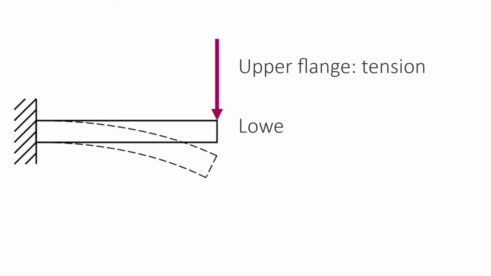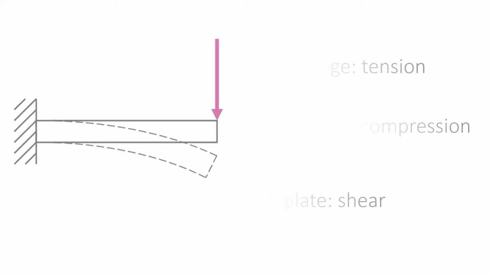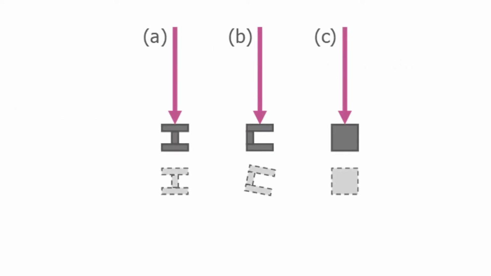Let's consider a simple structure, a clamped beam on which a vertical downward load is applied at the free end. This load will cause a deflection of the beam. This will create tensile normal loads at the upper surface, compressive normal loads at the lower surface, and shear loads in the webs.